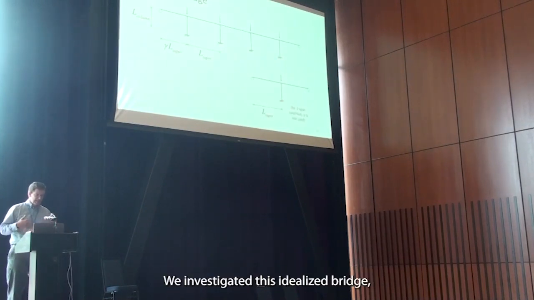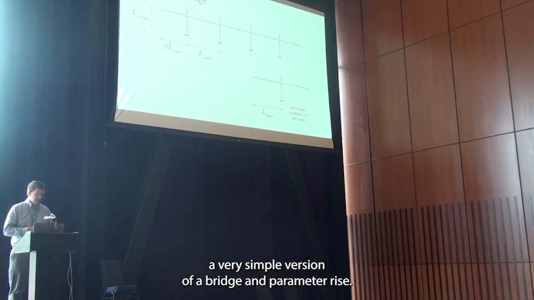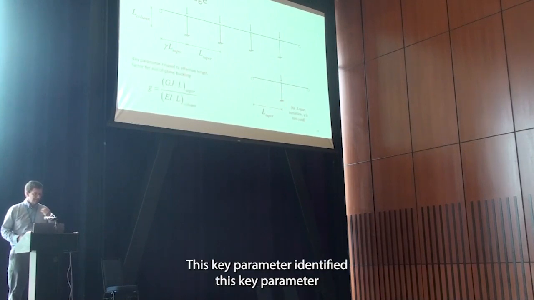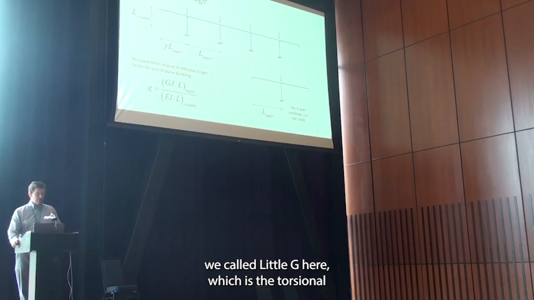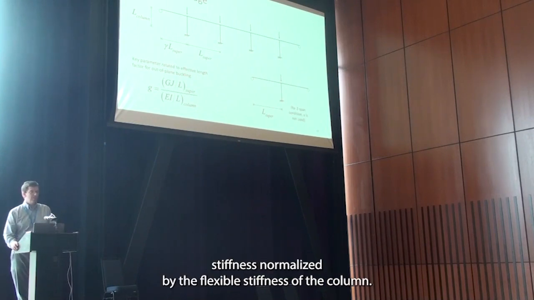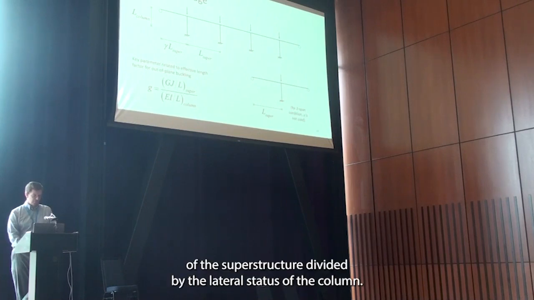We investigated this idealized bridge, a very simple version of a bridge, and identified a key parameter. We call it little g here, which is the torsional stiffness normalized by the flexural stiffness of the column. So the torsional stiffness of the superstructure divided by the flexural stiffness of the column.